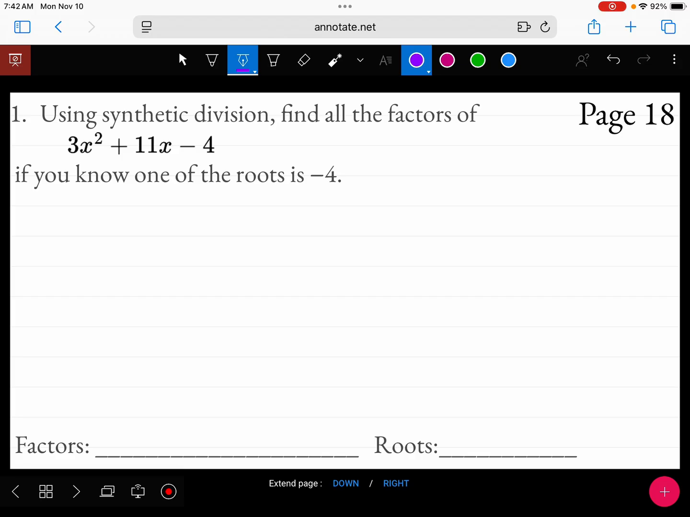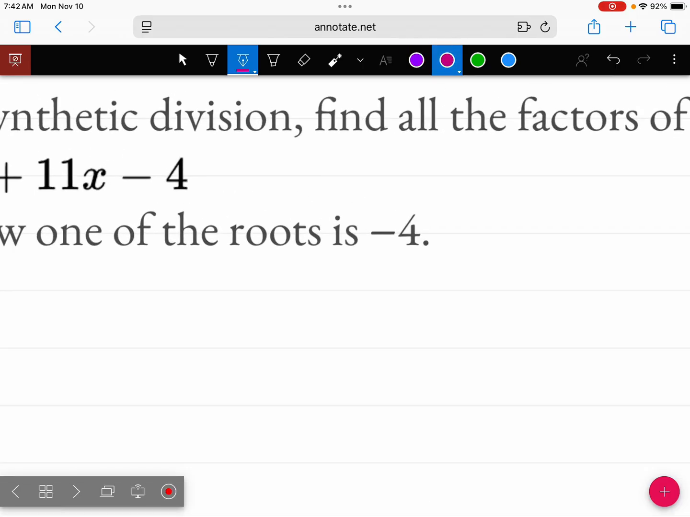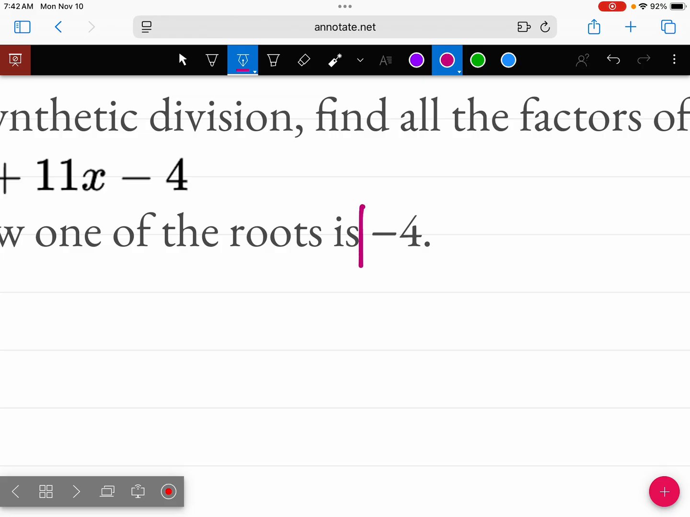We've got our 3x squared plus 11x minus 4. And we're told that one of the roots is negative 4. So what we are expected to do is divide out our root of negative 4 to figure out what's left over. So we're being told some information, that our root is negative 4. This is an important piece of information. This is our root.